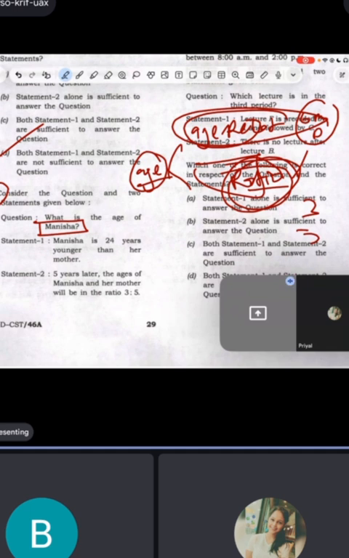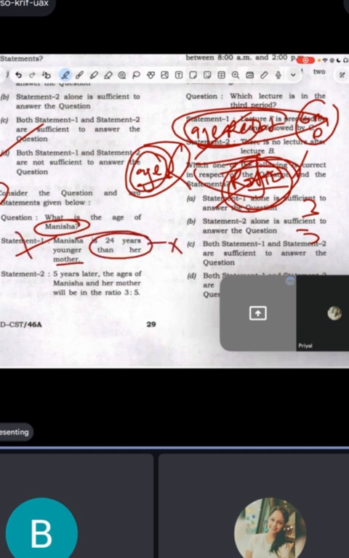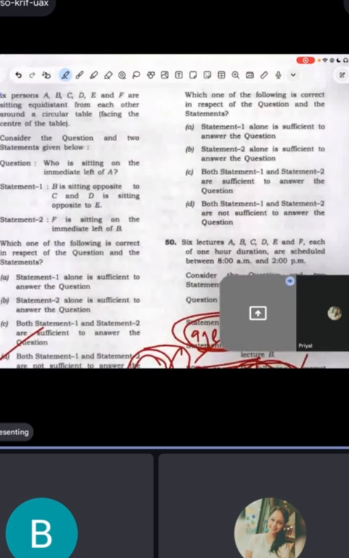It means we need two things to find out the age. Now let's understand the question. What is the age of Manisha? Whether it is Manisha or anything, no problem. Manisha is 24 years younger than her mother. This is a relationship only. By it alone we cannot find out the answer because only one piece of information is there. We need a ratio also, and here they have given the ratio. Now by combining the two, we can find out the answer. The answer will be C.